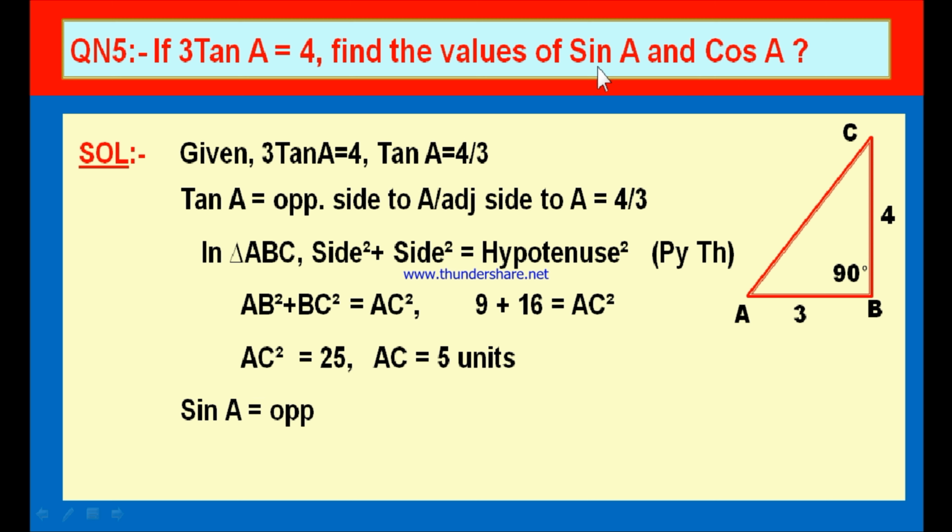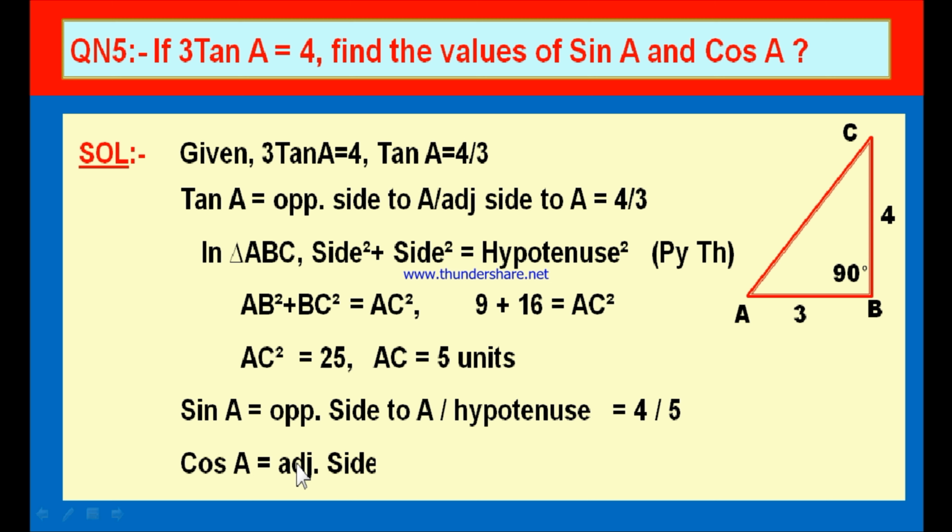The formula to find sin A is opposite side to angle A by hypotenuse. Now, what is the side opposite to angle A? 4. What is the length of the hypotenuse? 5. Therefore, the value of sin A is 4 by 5. And next, cos A. The formula to find cos A is adjacent side to angle A by hypotenuse. What is the length of adjacent side to A? 3 units.